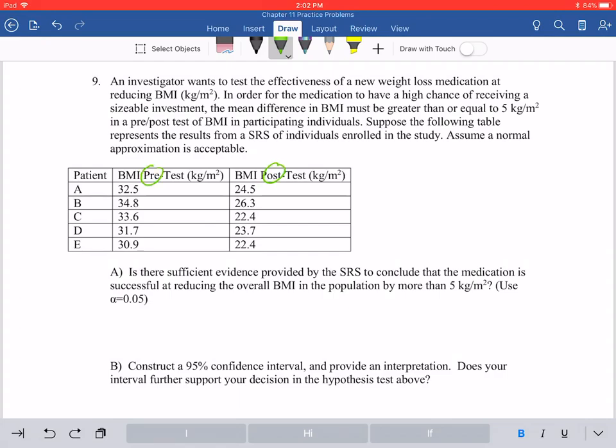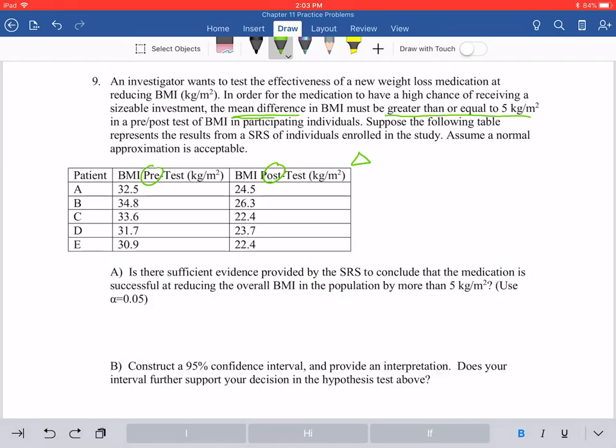So here we have a study where we literally have pre, post, so we know we're going to be measuring the delta between both of these. And we also know our mean difference, right? So we even said the mean difference in BMI must be greater than or equal to 5 kilograms per meter squared. So they want to reduce it by that much.